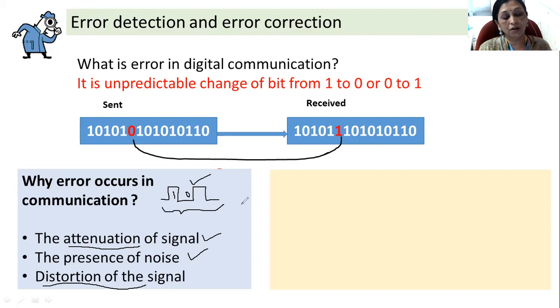Now here you can observe rectangular pulses, but these rectangular pulses may become like this. They may become sometimes triangular like this, which you can observe on the screen. So this change in the shape of the signal is known as distortion. This distortion occurs when we transmit the signals of greater bandwidth through the media of smaller bandwidth.